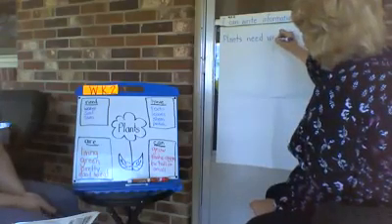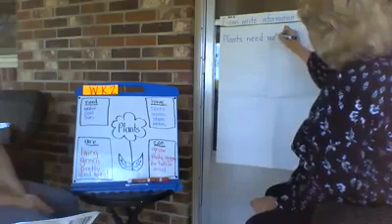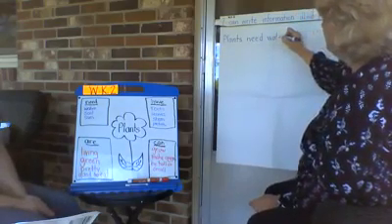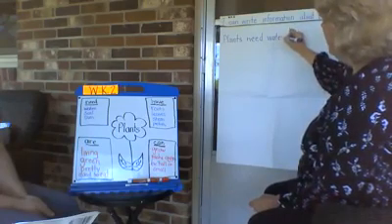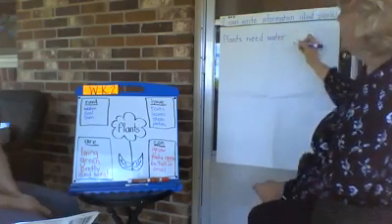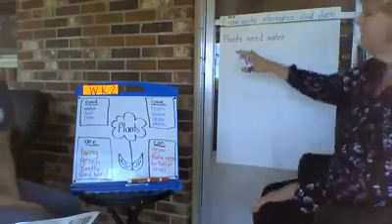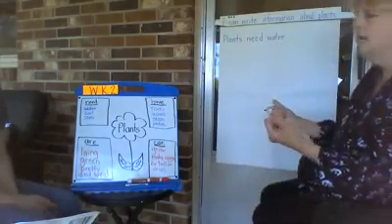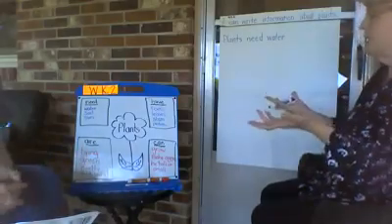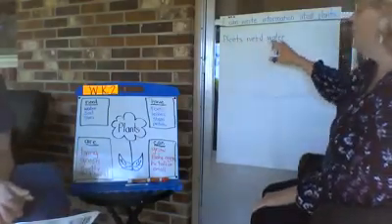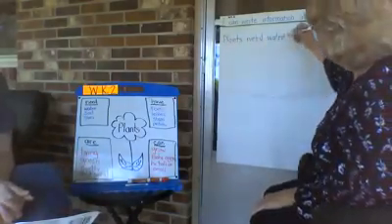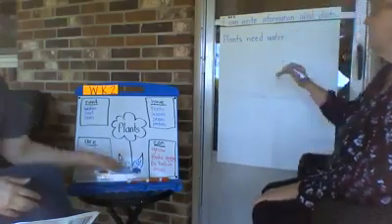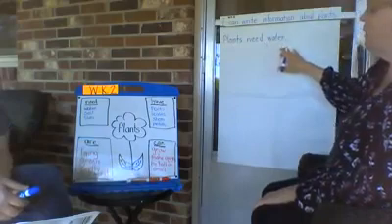Now, at the end of my sentence, I have to put what? I bet some of you know. I have to put what we call punctuation. And so since I just made a statement, I'm just talking about what something needs, I'm not excited, I'm just making a statement. Plants need water. I'm going to put a period to stop my sentence. So I'm just going to put a little dot at the end. Okay, so plants need water.